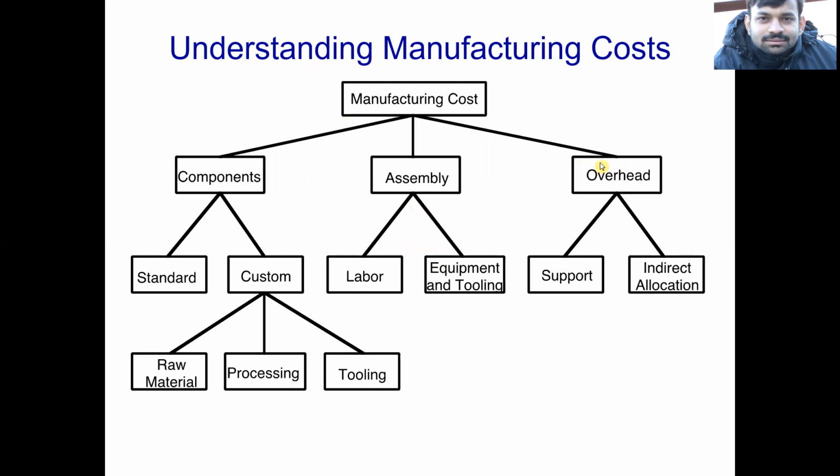So this is how all these costs are included in order to manufacture something. If we manufacture something and bring it to the market, we have to decide the selling price of that product, and that selling price will be decided by keeping all these costs in mind.